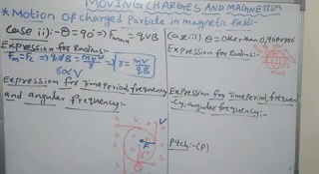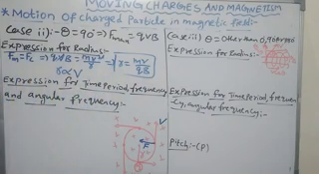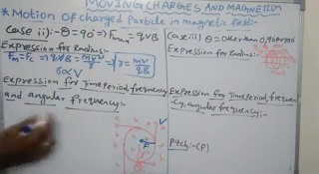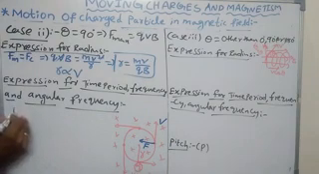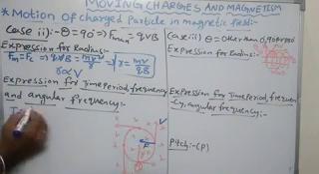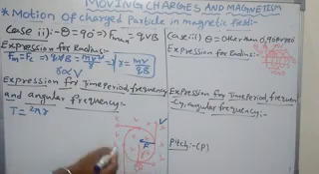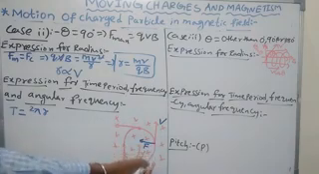Okay, now the next step: the expression for time period, frequency and angular frequency. First we are going to discuss time period. If the particle is moving along a circular path, the time period is denoted by the symbol T. Speed is equal to distance by time, so time is equal to distance by speed. How much is the distance? Along the circular path, the total distance covered in one complete revolution is 2 pi r.